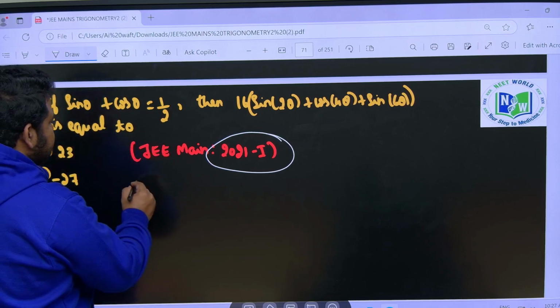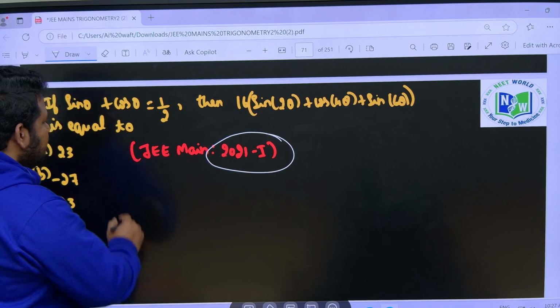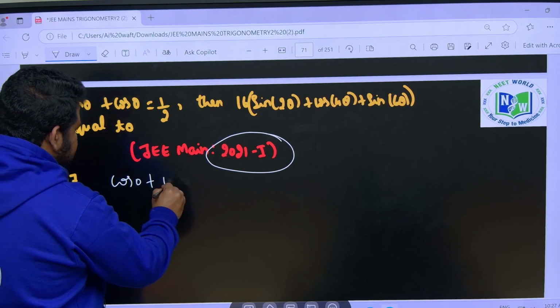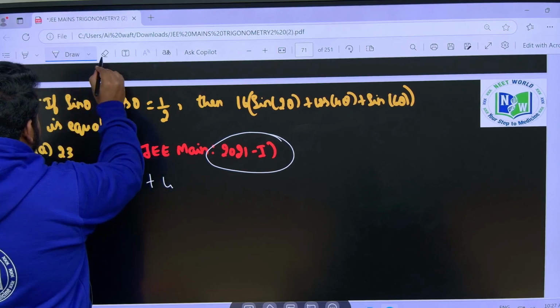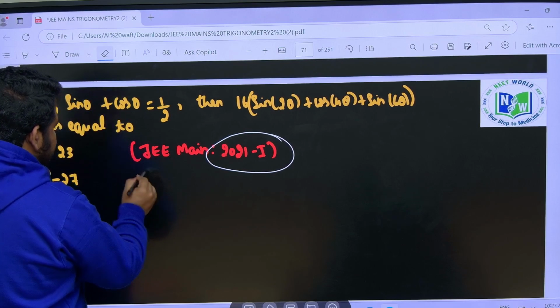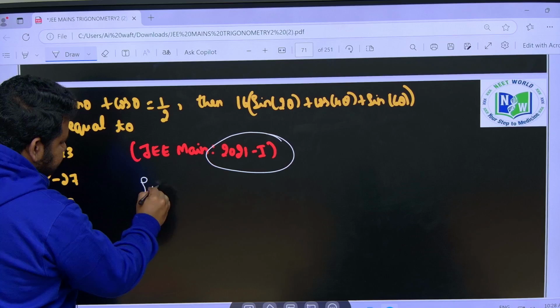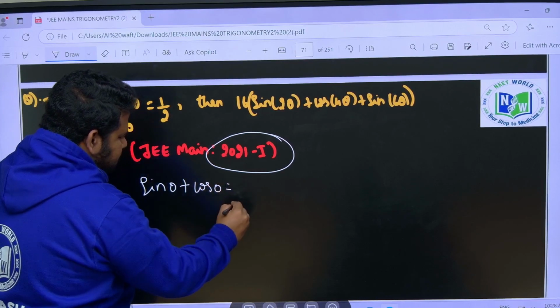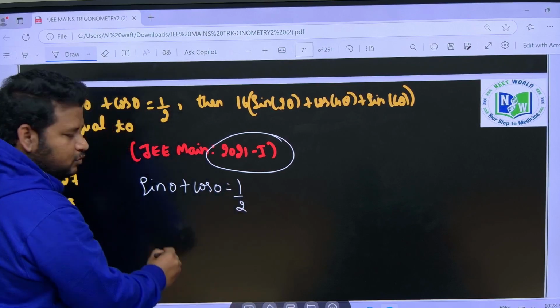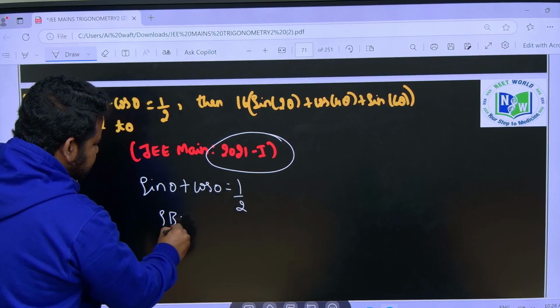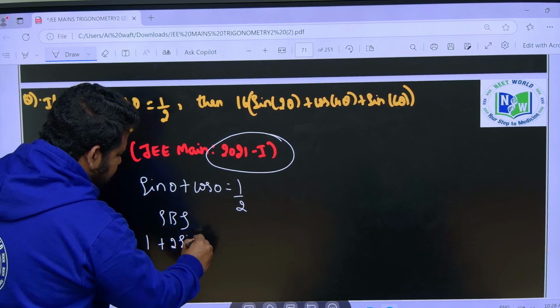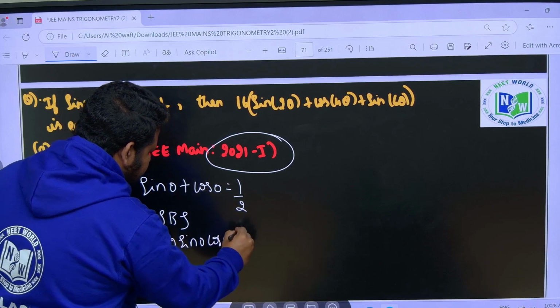Sin theta plus cos theta is equal to half. What I'll do? I'll square on both sides. Sin theta plus cos theta is equal to half. Squaring on both sides, what will I get, friends? Squaring on both sides, this will be 1 plus 2 sin theta cos theta is equal to half.